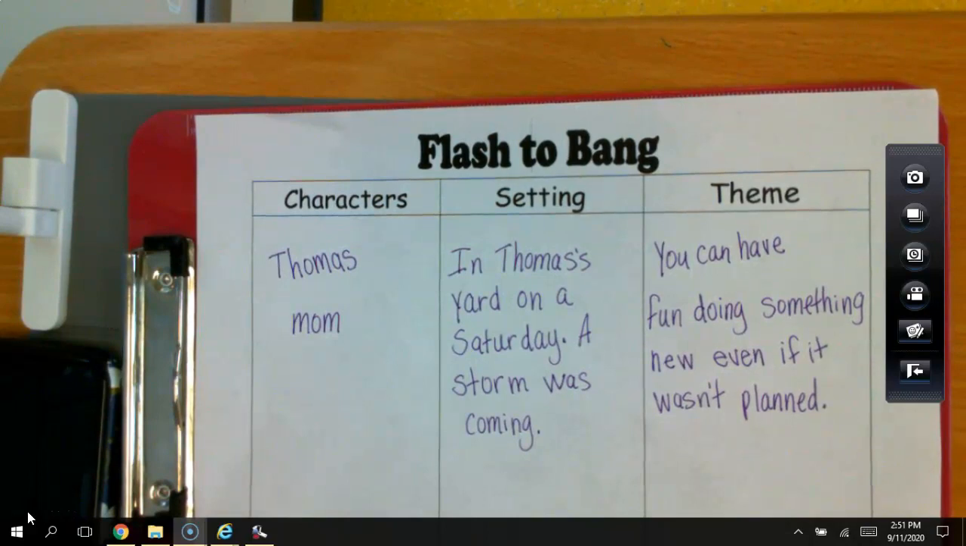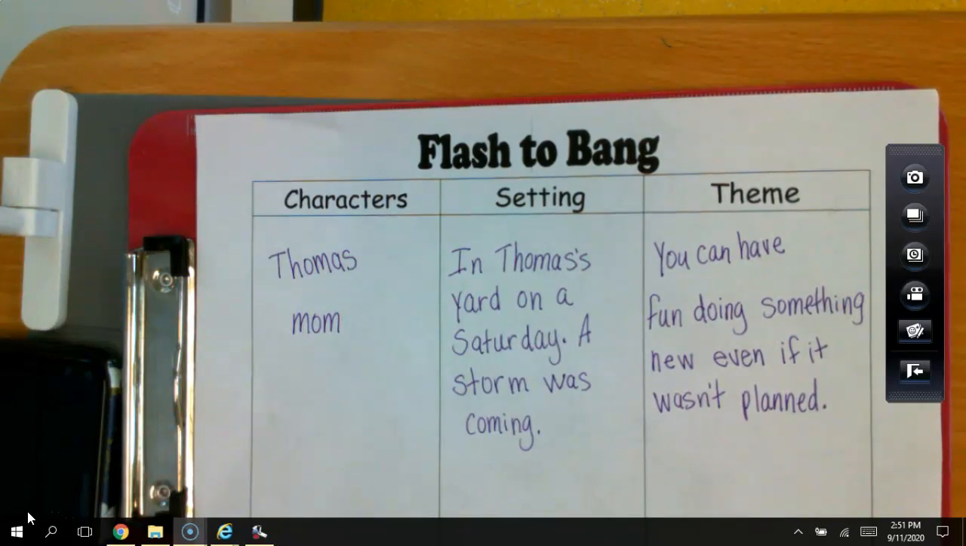Ask yourself, has that ever happened to you? Have you ever planned something and it didn't happen and you were really disappointed, but yet you found something better to do? Or maybe you learned something new and you kind of forgot about those other plans.